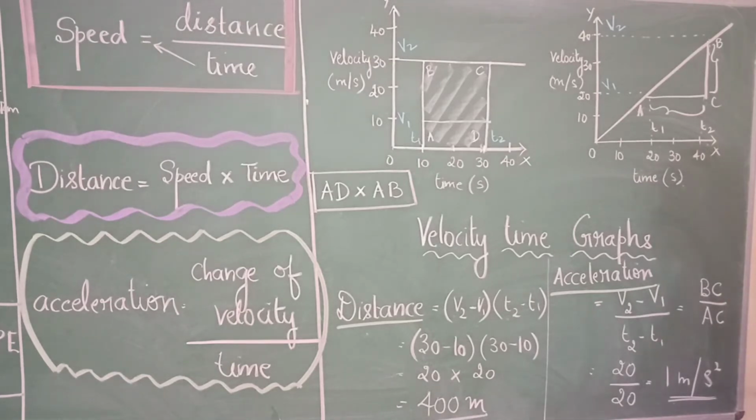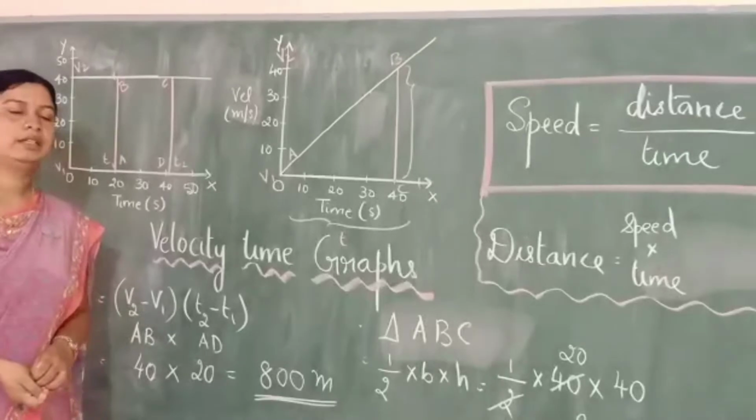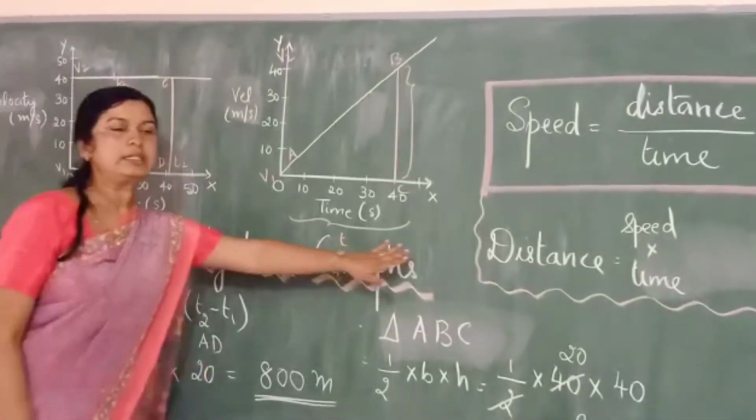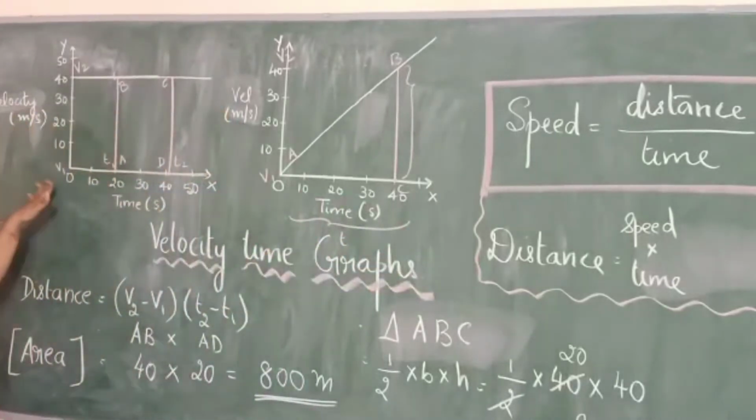So remember three things. When you are calculating speed using a distance time graph, you are actually calculating the slope. When you are calculating distance using a velocity time graph, you are calculating the area. And when you are calculating the acceleration in a velocity time graph, you are again calculating the slope. Now students, we will see how to calculate distance in a velocity time graph.